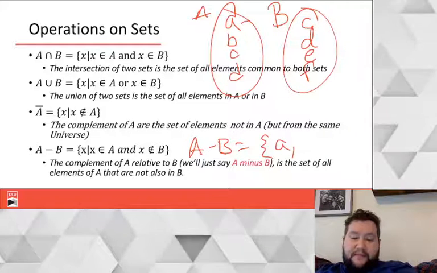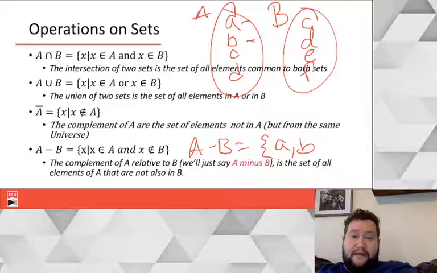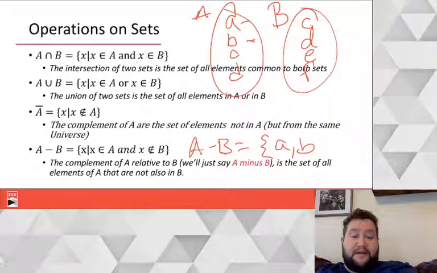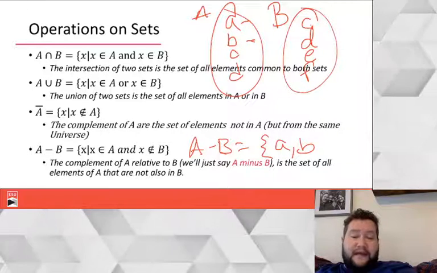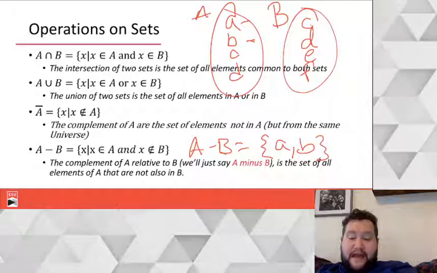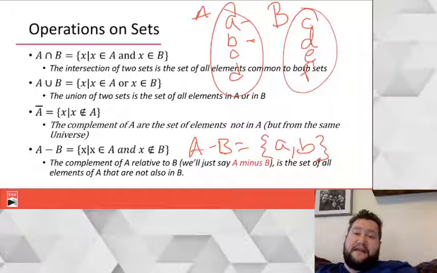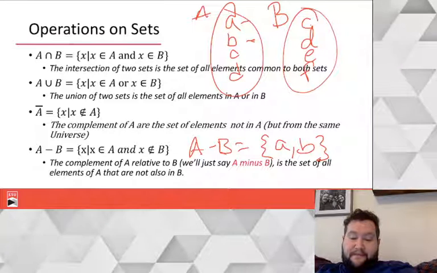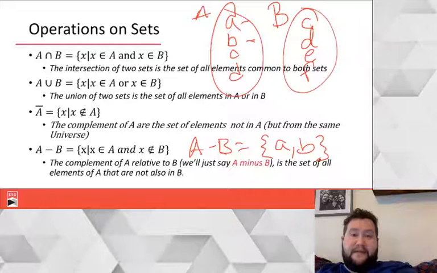B is in A, but not in B. C is in A, but it's also in B, so we won't count it. D is in A, but it's also in B, and so we won't count it. And now there are more things in B, E and F, but that doesn't matter because all we're doing are the things in A, and then we take away anything that's in B. And so we'll call that A minus B. So in this case, A minus B is just that set, A, B.